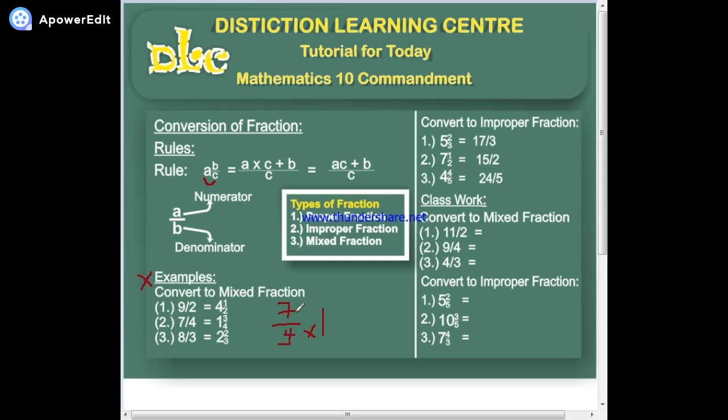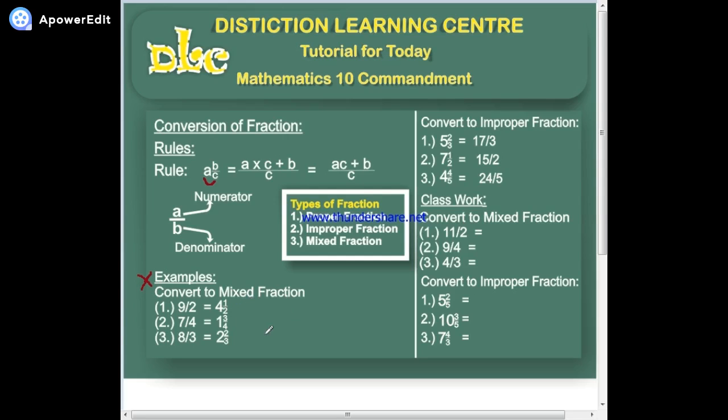And 7 minus 4 will be 3. So how many 4s can we see in 7? That is 1, and it will remain 3, everything over the denominator, which is 4. So our answer here will be 1 whole number 3 over 4. So that is how we get this. Do you understand?